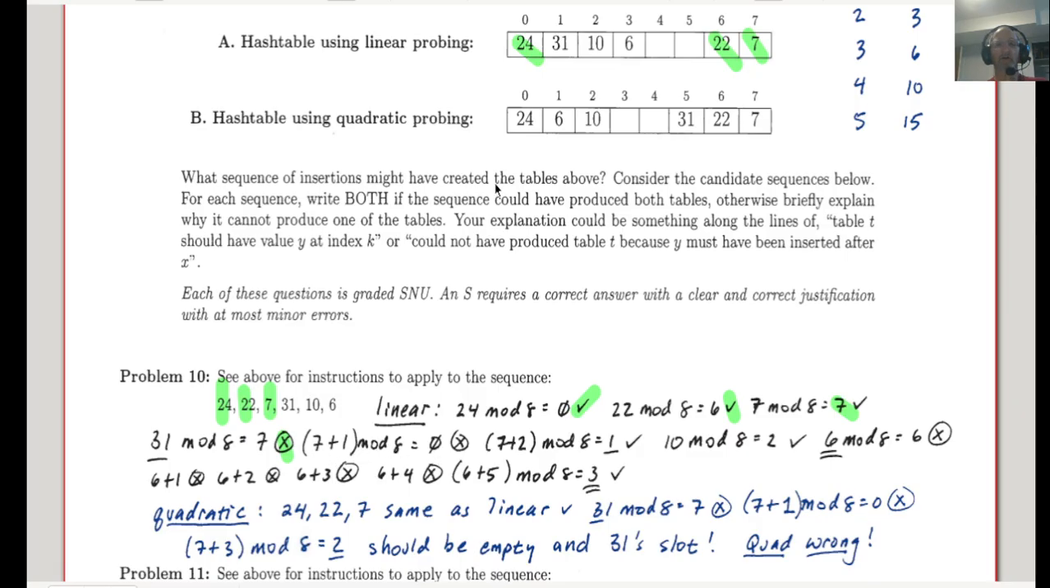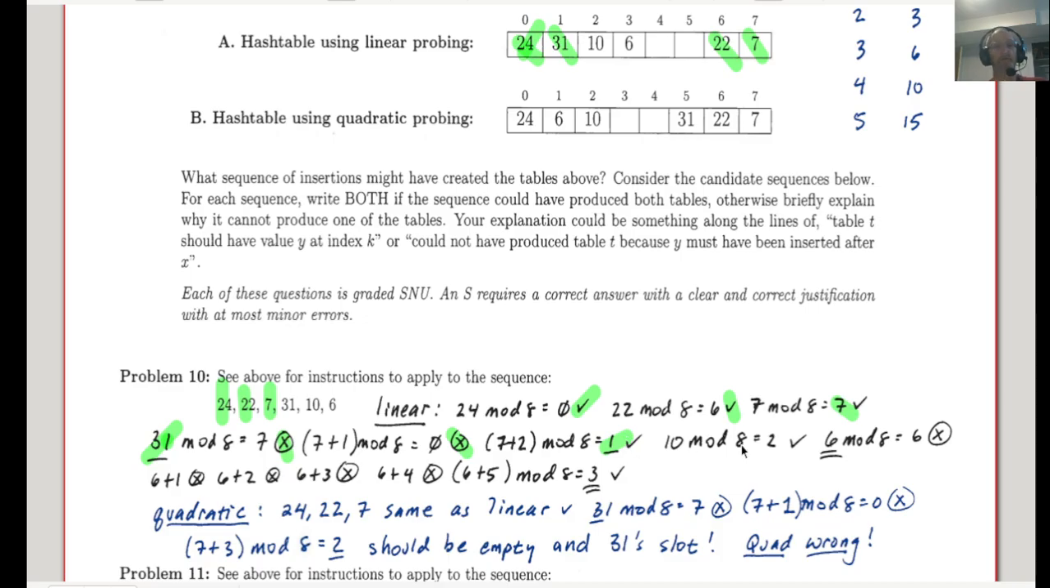7 plus 1 mod 8 is 0, but 0 is filled with 24 right here. So there's a collision there. Then we add another. 7 plus 2 mod 8 is 1. And 1 is empty, so we can put 31 in it. So we have found the correct resting place for 31. So far, this sequence still works for the linear table.